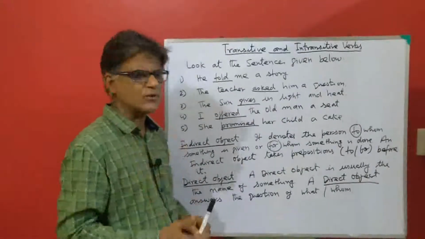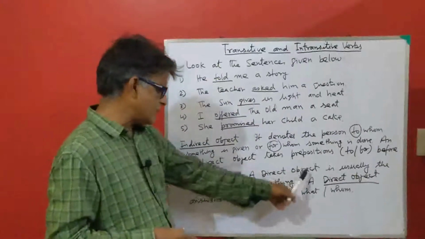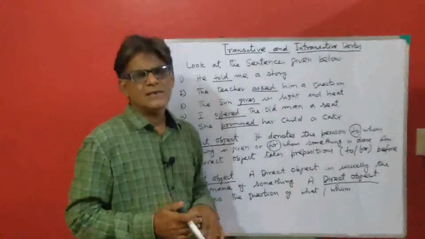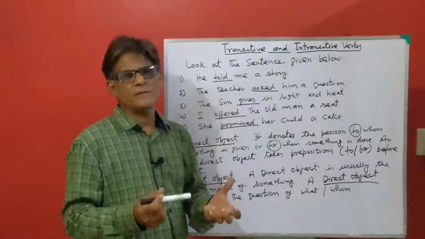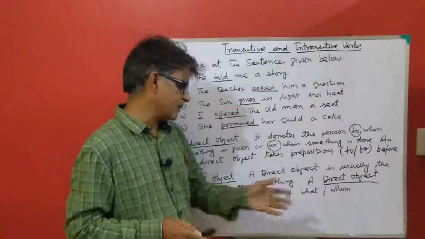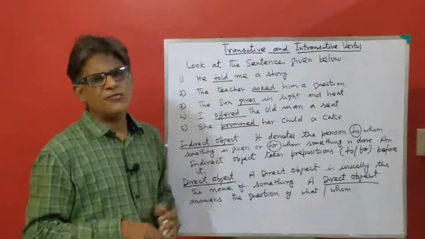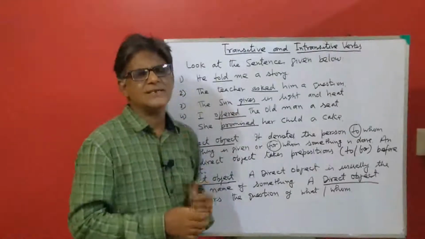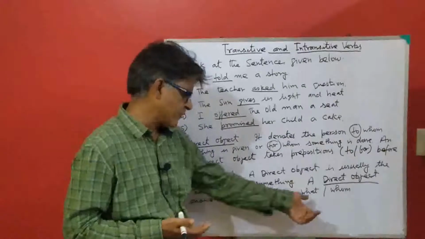What is a direct object? A direct object is usually the name of something. Direct object is something. Here it is a person, here it is something. And you can find out a direct object in a sentence by asking the question what and whom.